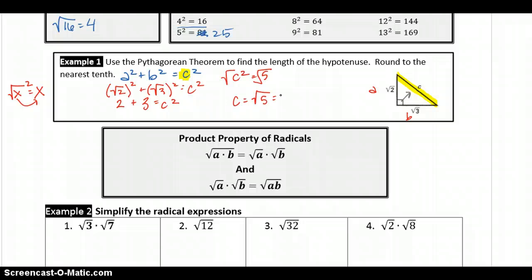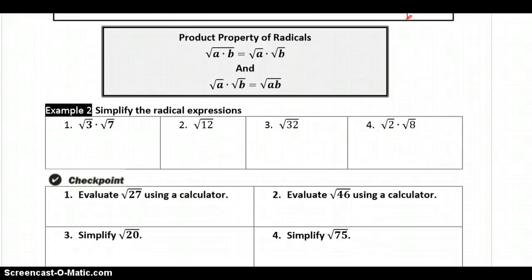You should get, when you plug in the square root of 5, 2.2 when you round to the nearest tenth. If you did not get that when you plugged it into your calculator, pause the video and plug it in again and see if you can get 2.2 as your answer. Alright, let's continue on down.